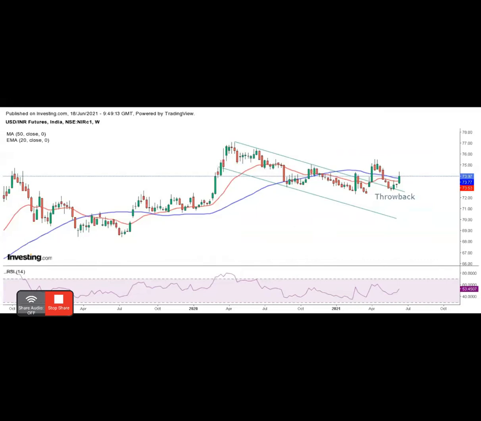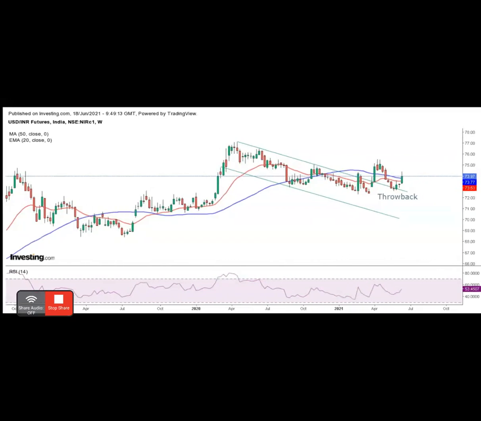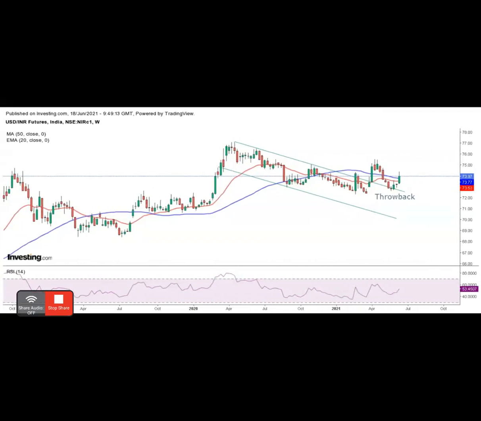This is a weekly chart of USD INR. And the last is your, I think this is the last, yes. So hope this presentation has helped you in many ways. I will just close the screen and come back to you.